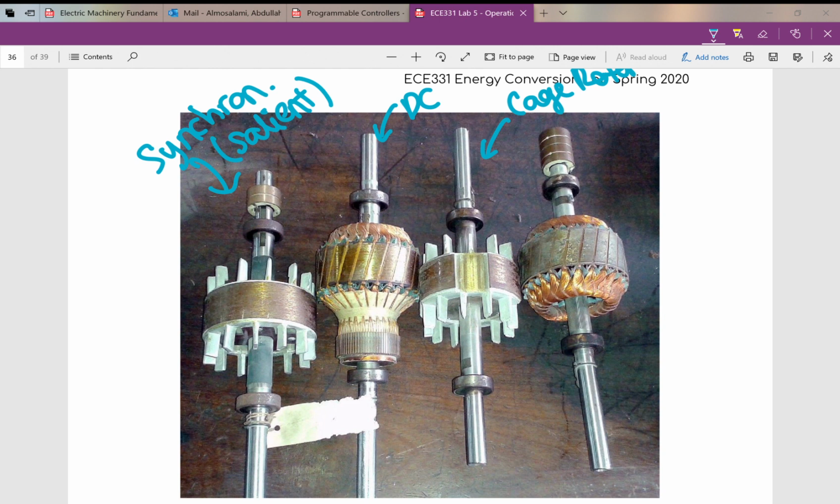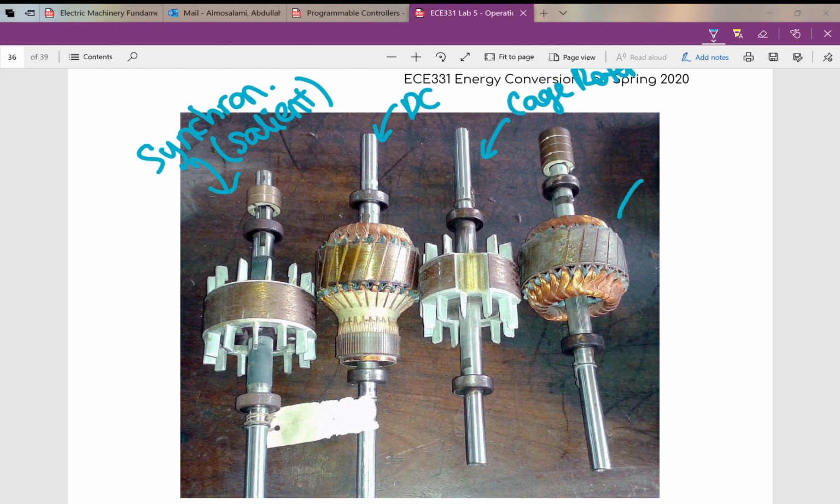This is a cage rotor. It's not easy to see the cage, like I mentioned. Sometimes the cage is covered by something like this over here, for example, some extra casing on top, but because there are no slip rings, this is definitely a cage rotor induction motor.